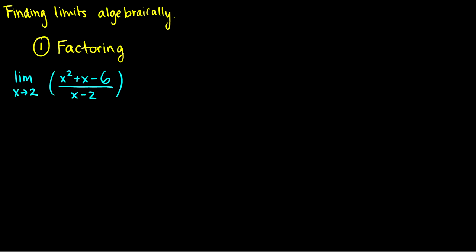So for instance, I have an example here. I have the limit as x goes to 2 of x squared plus x minus 6 over x minus 2. And we can't just plug 2 in to this limit because then we'll end up with 2 minus 2 on the bottom, which would just equal 0, and we can't divide by 0. So in order to get around this, we can factor and hope that something cancels.